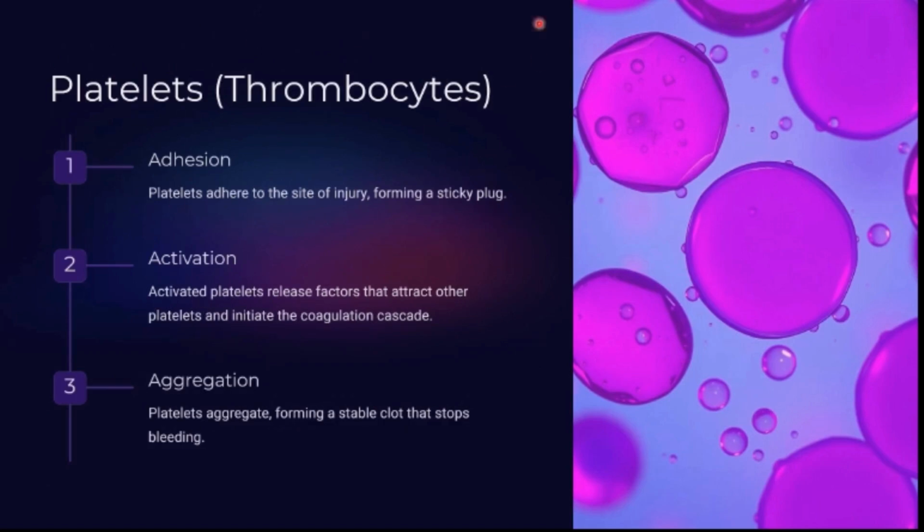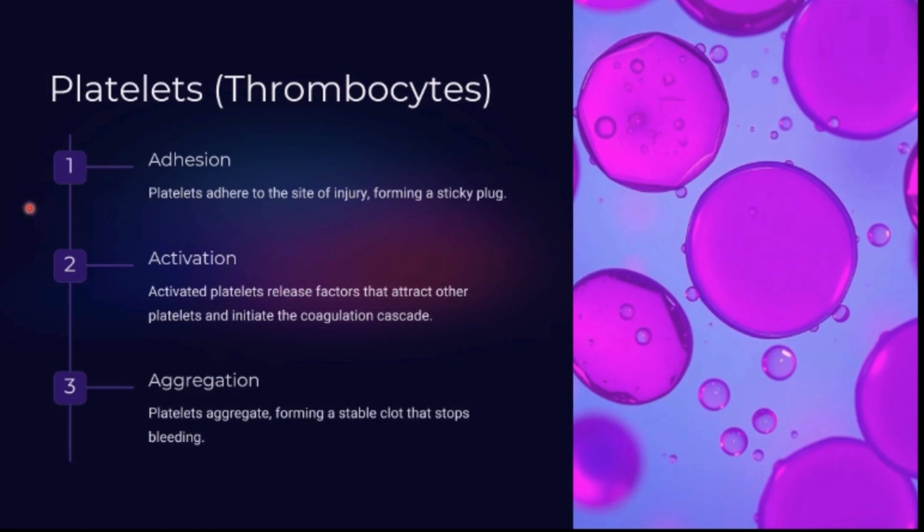Moving further to platelets, which are also known as thrombocytes. So what is the structure? First we'll see the structure. They are small, irregularly shaped cell fragments which are derived from megakaryocytes. These megakaryocytes are present in the bone marrow. They lack a nucleus but contain enzymes and proteins which are essential for clotting.